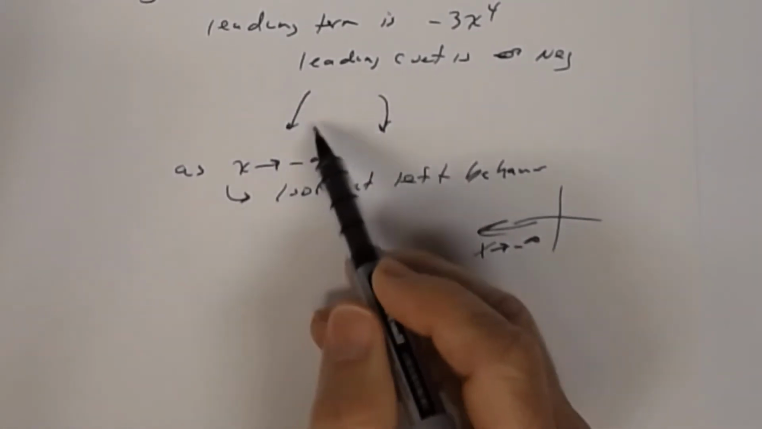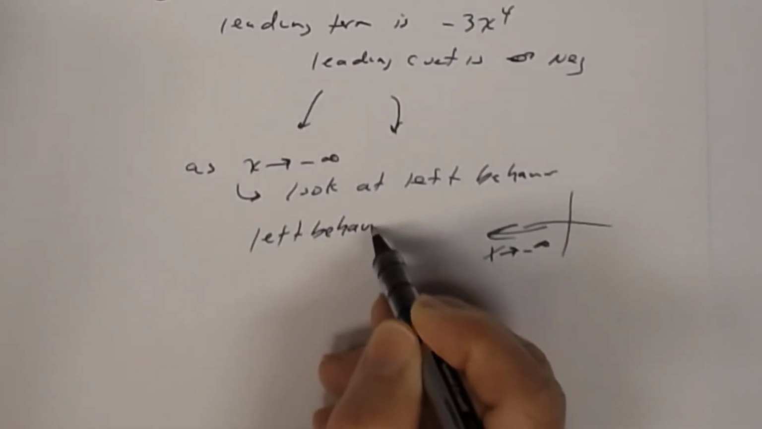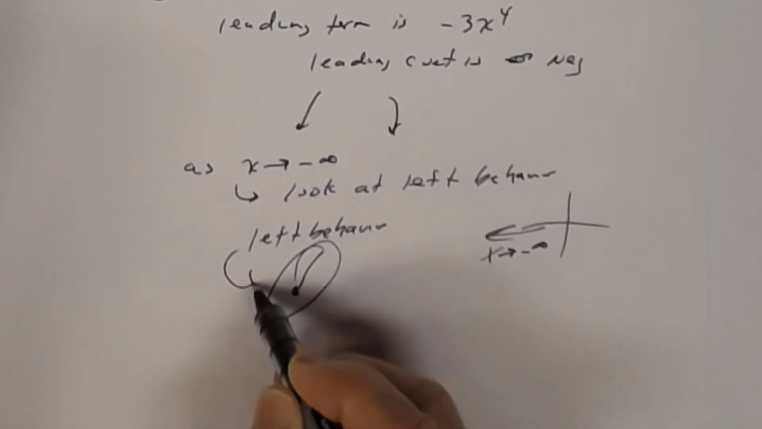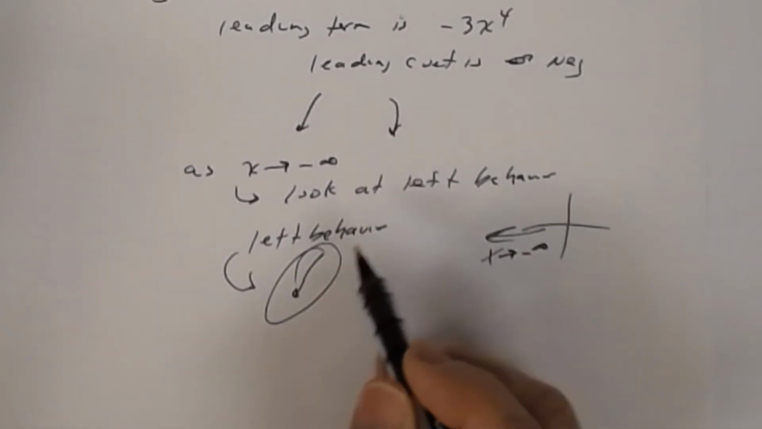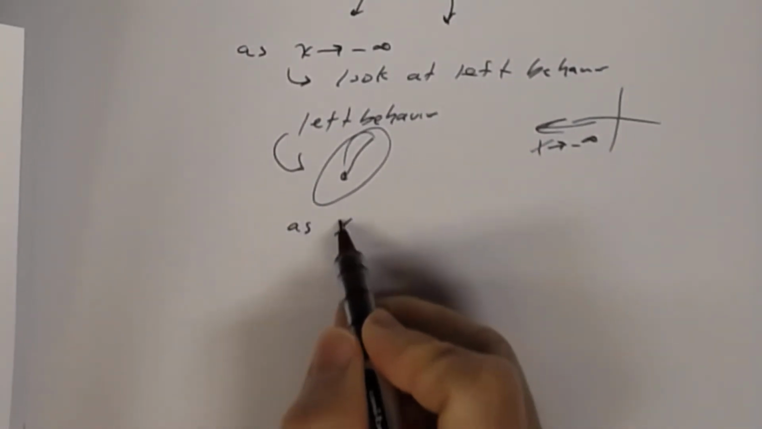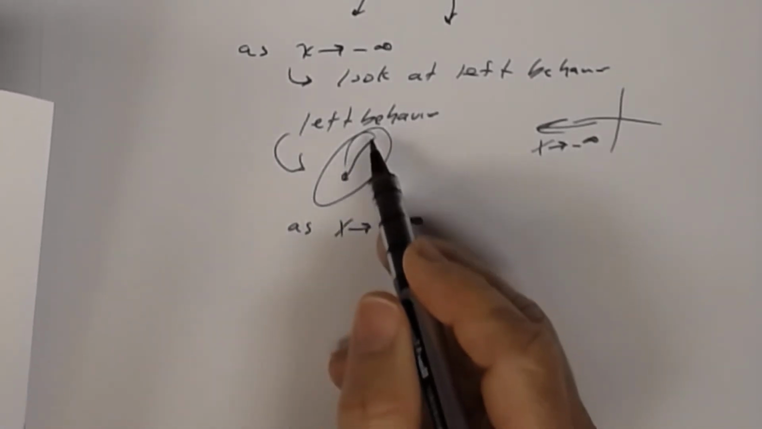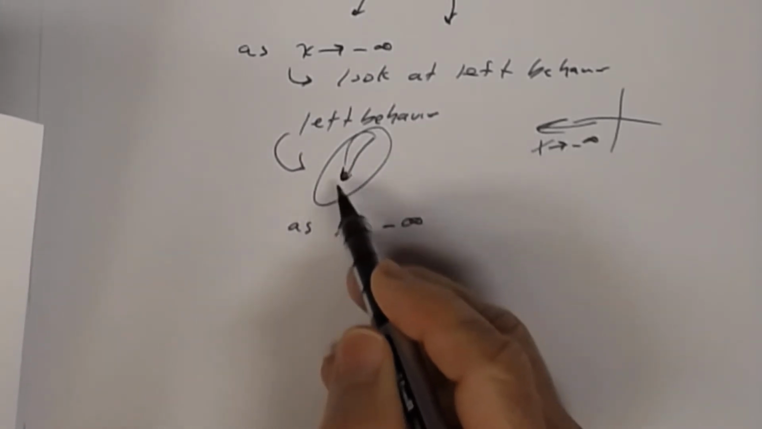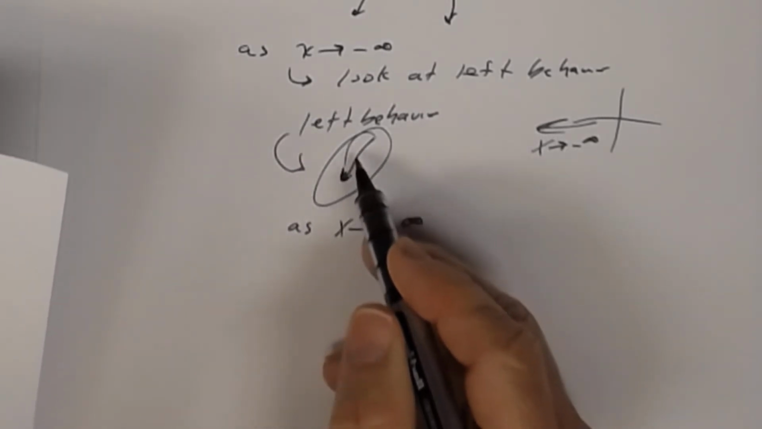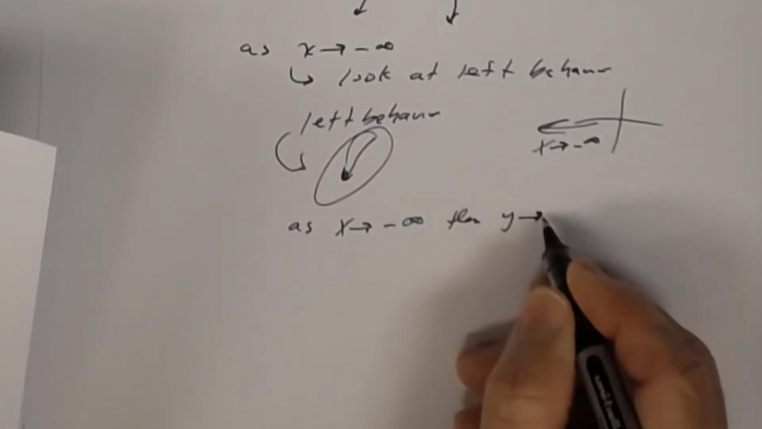That's what this means. So the left behavior is this one here. That's your left behavior, and this is your right behavior. So as x goes to negative infinity, look at what your y values are doing. Your y values are getting smaller and smaller and smaller. The left behavior is pointing down, so then y approaches negative infinity. So that's the one you're going to use.